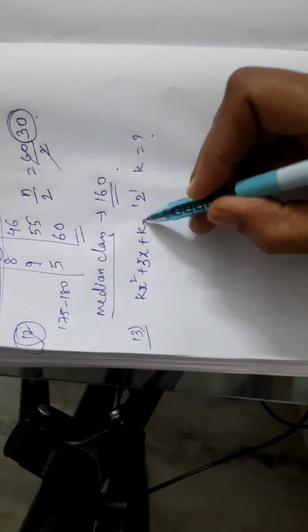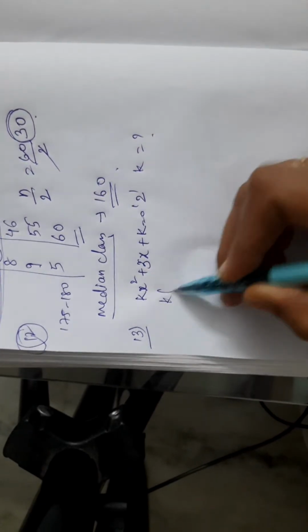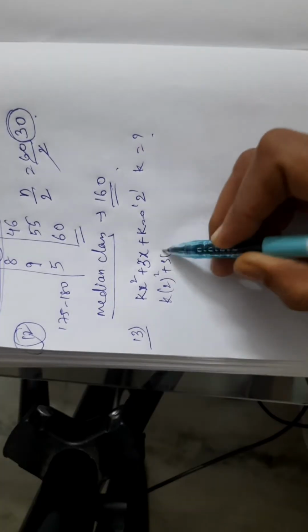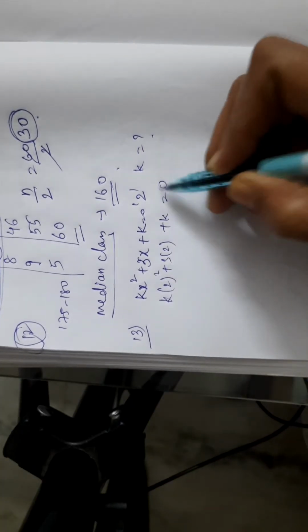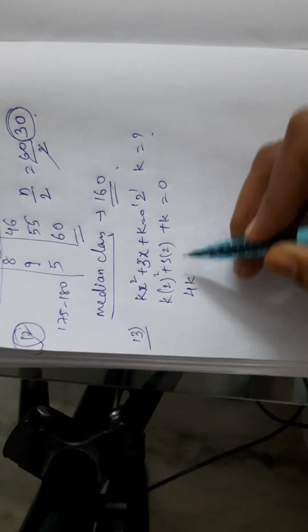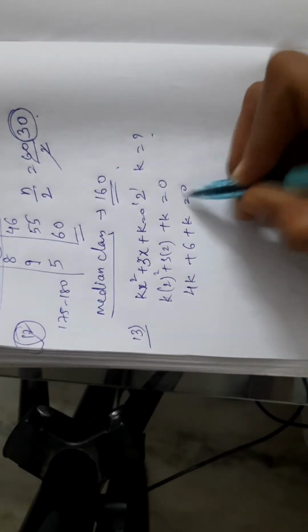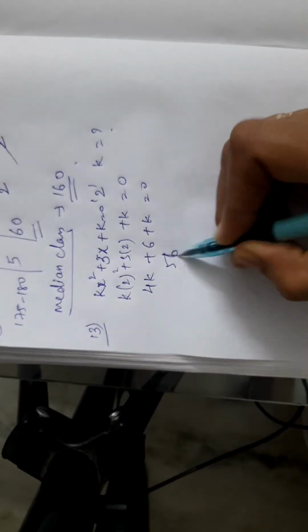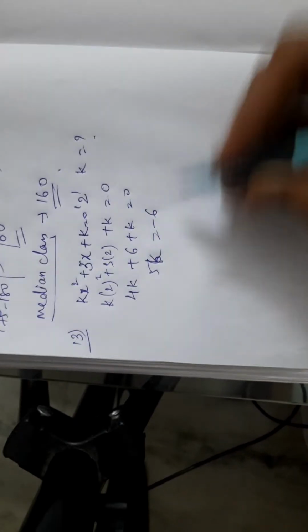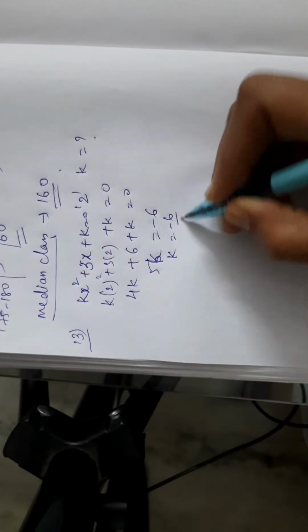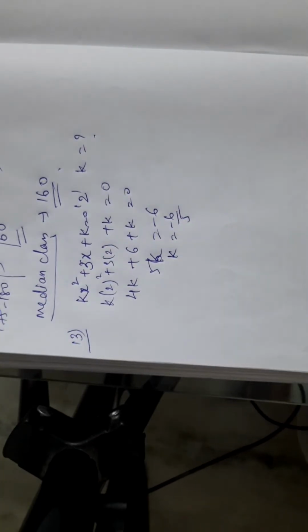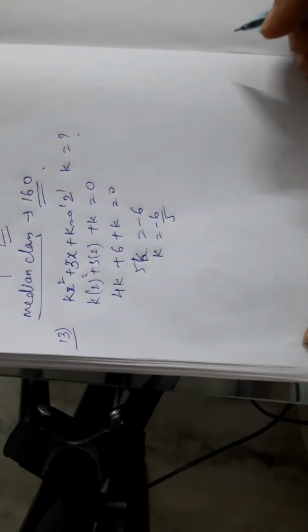So as it is a quadratic equation, we'll make it 0: 2 square, 4k plus 6 plus k is 0. 5k is minus 6. So k is minus 6 by 5. Very good. Correct answer.